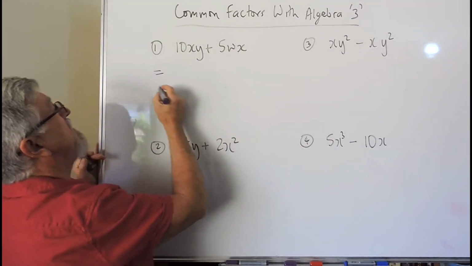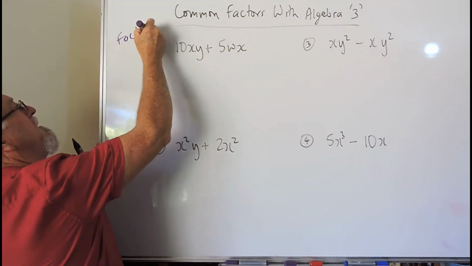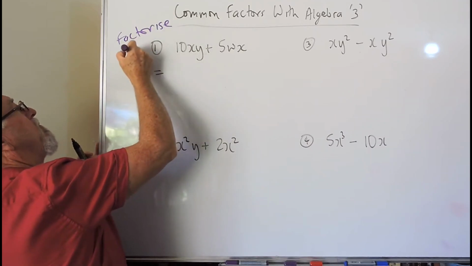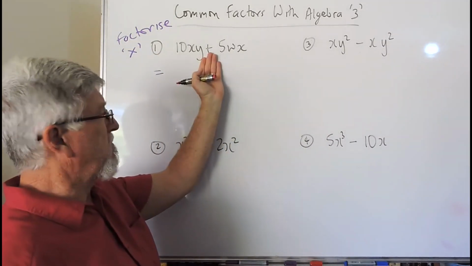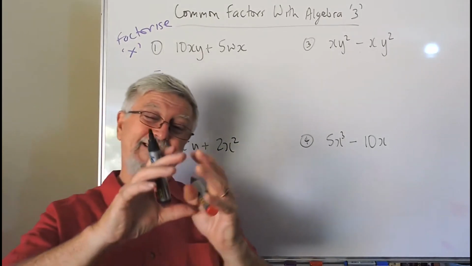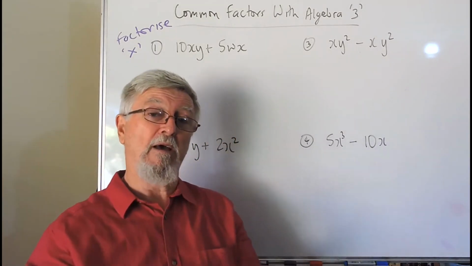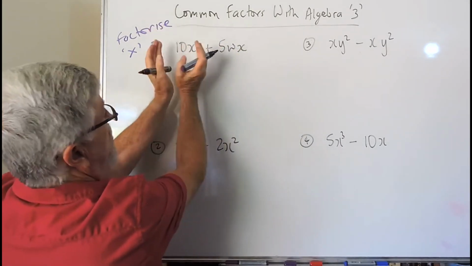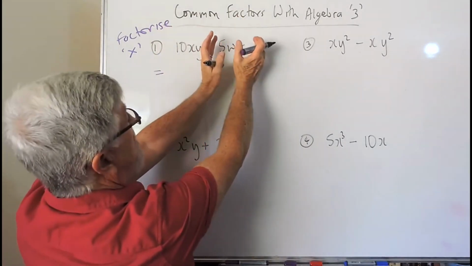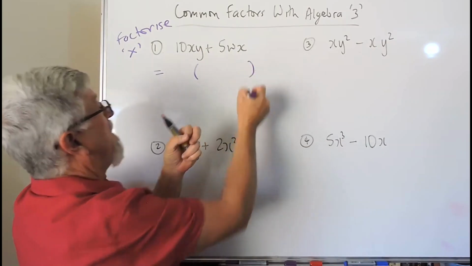Factorise means putting a multiply into the situation. This is all connected by an addition. I want everything that's there to be connected by a multiply. What I want to do now is pull everything out of both of those, the first term and the second term, and write it outside the brackets.